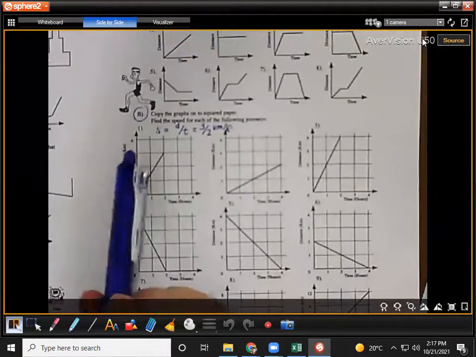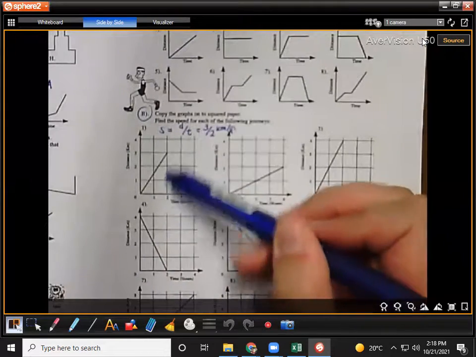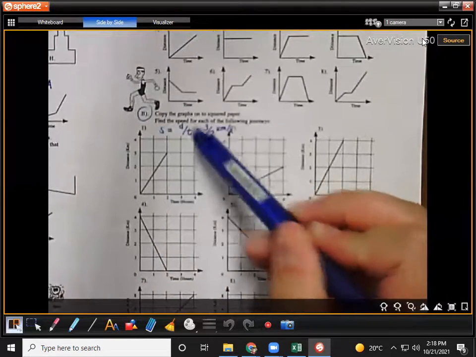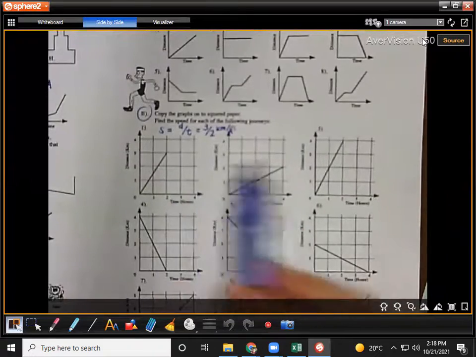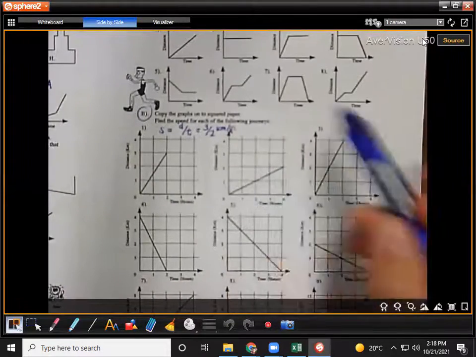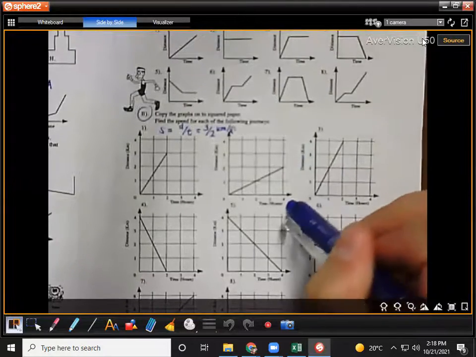You just take the distance like we did in class yesterday. So 3 kilometers in 2 hours. So 3/2 kilometers per hour. For this one, I'll show you all the answers now. It was 2 kilometers over 4 hours. So 2/4, which is a half, right? I'll show you that now. Same thing for that one.